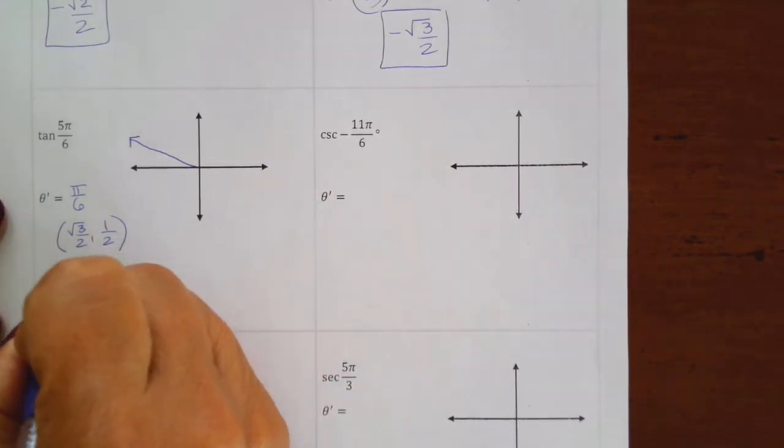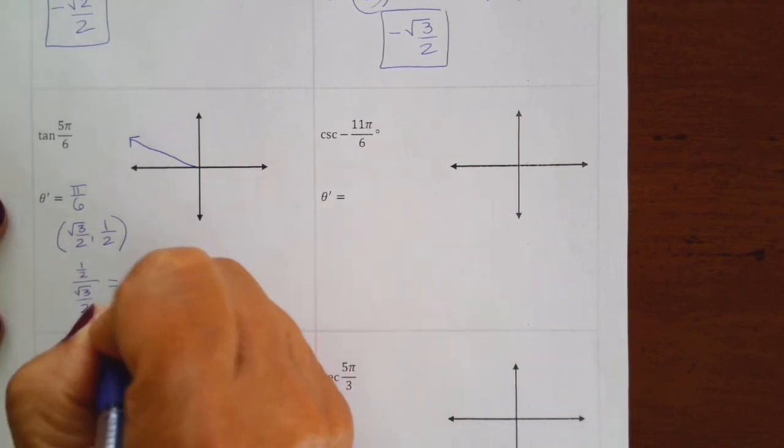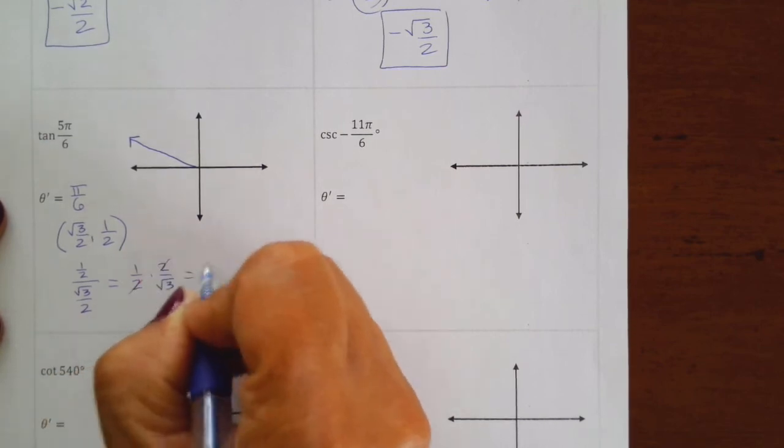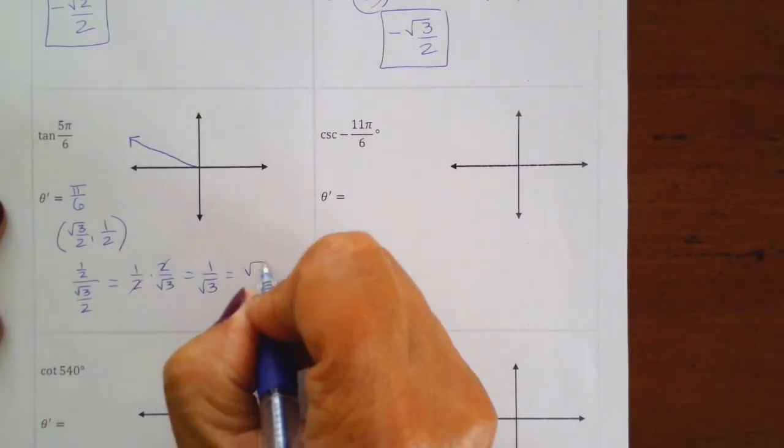So when we divide, we get 1/2 times 2 over the square root of 3. So we end up with 1 over the square root of 3, which remember we have to rationalize: square root of 3 over 3.